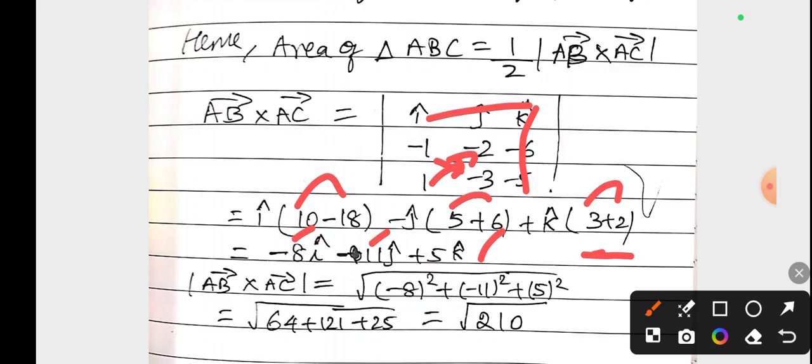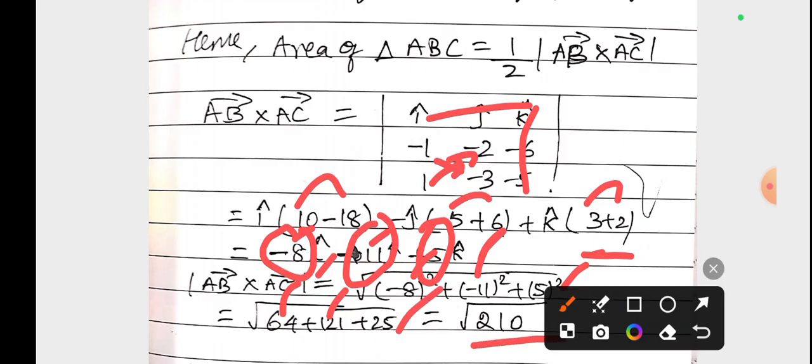Then find the magnitude of AB vector cross AC vector, children. What do you want to do? AB cross AC you have done, no. So, for that you have to do the magnitude. Root over i cap coefficient minus 8 square plus j cap coefficient minus 11 square plus k cap coefficient 5 square. So, 64 plus 121 plus 25, we got root over 210.